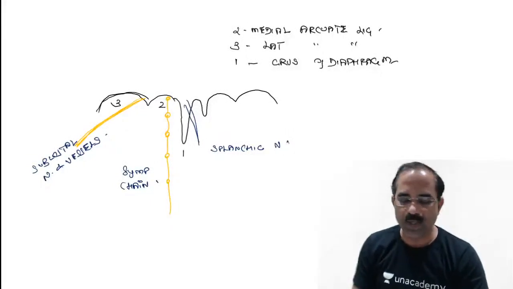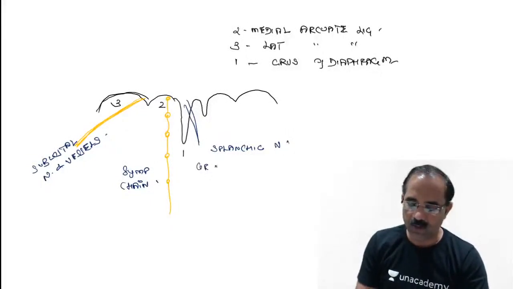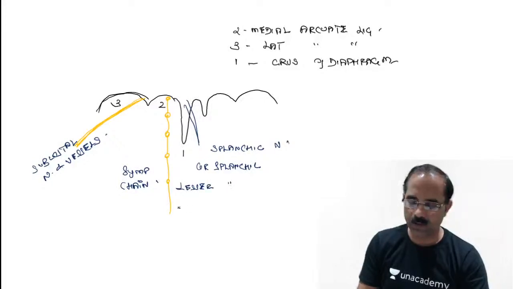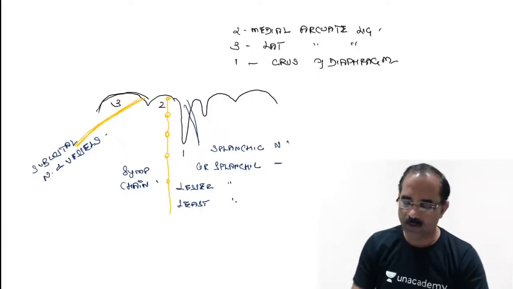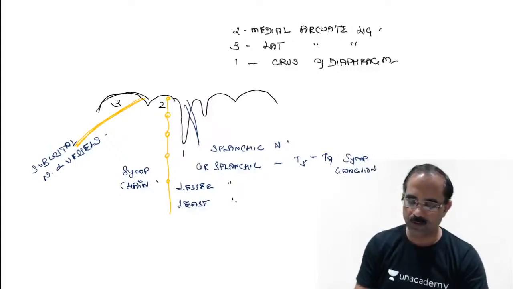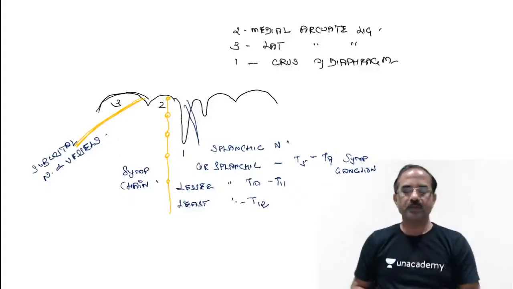Okay. What are these splanchnic nerves? One is the greatest splanchnic, one is the lesser splanchnic, and one is the least splanchnic. The greatest splanchnic arises from T5 to T9 sympathetic ganglions. The lesser splanchnic arises from T10 and T11 sympathetic ganglions. The least splanchnic arises from the T12 sympathetic ganglion.